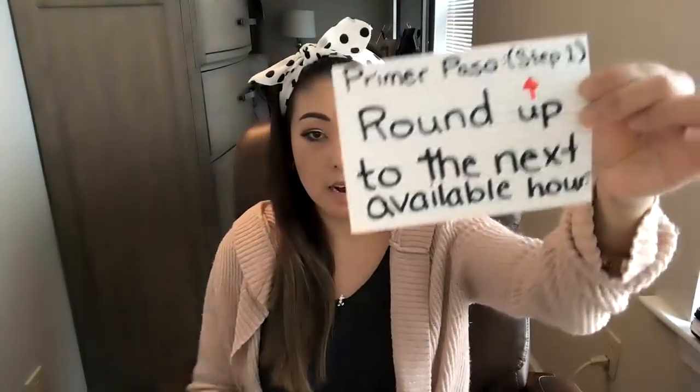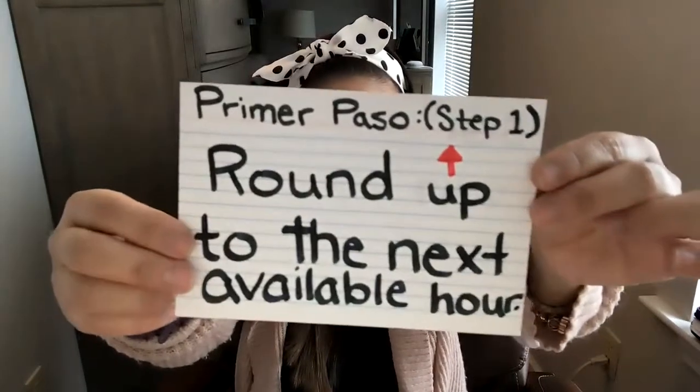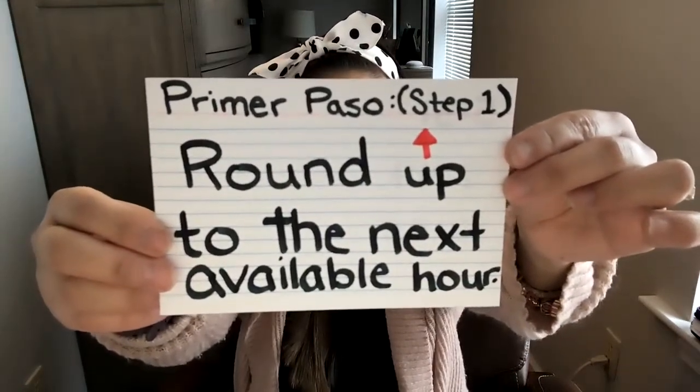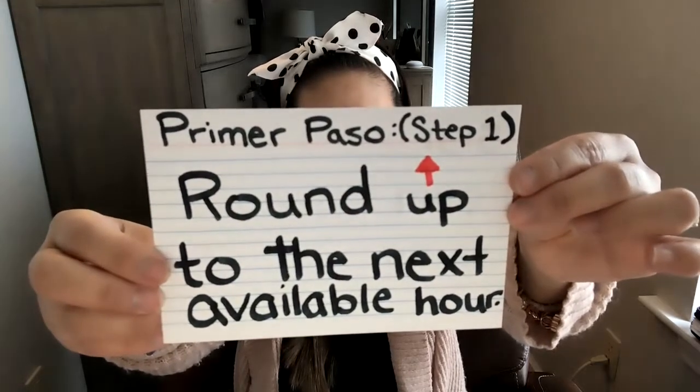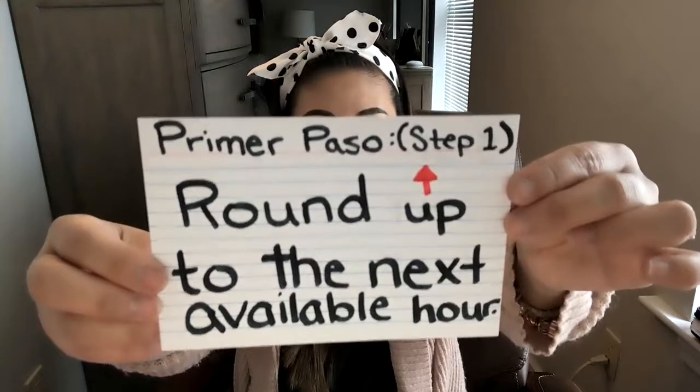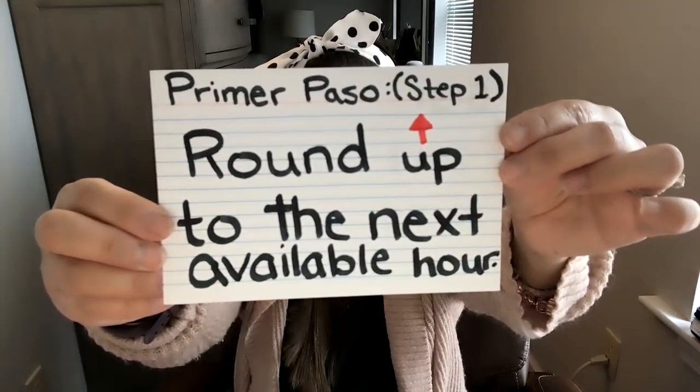So, there are 3 simple steps that you should take when telling la hora negativa. Tres pasos, 3 steps. El primer paso. You are going to round up to the next available hour. I'm trying to make this take up the whole screen. There we go. Round up to the next available hour. What does that mean? ¿Qué significa, señora? Well, I'm going to tell you.